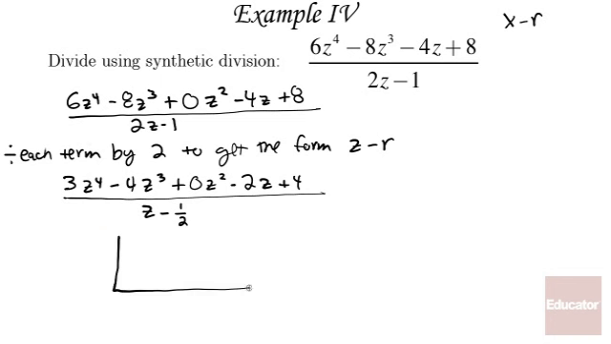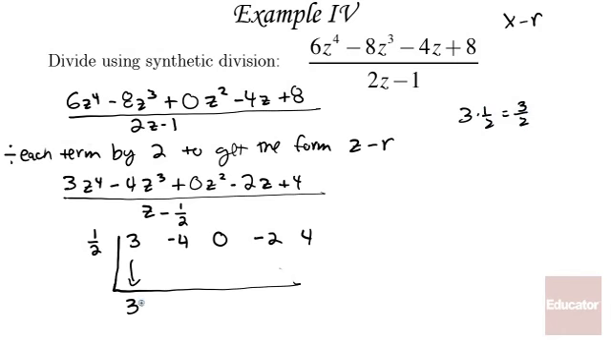Now I'm ready to set this up. Here, I'm going to take negative 1/2. I'm going to take the opposite sign and write it here. So that is 1/2. Then I'm going to put the coefficients here, my new coefficients after dividing: 3, negative 4, 0, negative 2, and 4. Okay, bring down the 3 and multiply 3 by 1/2. So 3 times 1/2 is just 3/2.